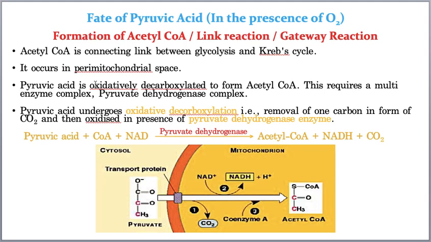Now let us take the mitochondria. Just now I told you it is a double membranous cell organelle. That means two membranes are present, an outer membrane and an inner membrane. The thin space present between the outer membrane of the mitochondria and the inner membrane of the mitochondria is called the perimitochondrial space. Hope you understood. So in the perimitochondrial space, this link reaction or gateway reaction, the formation of acetyl coenzyme, takes place.